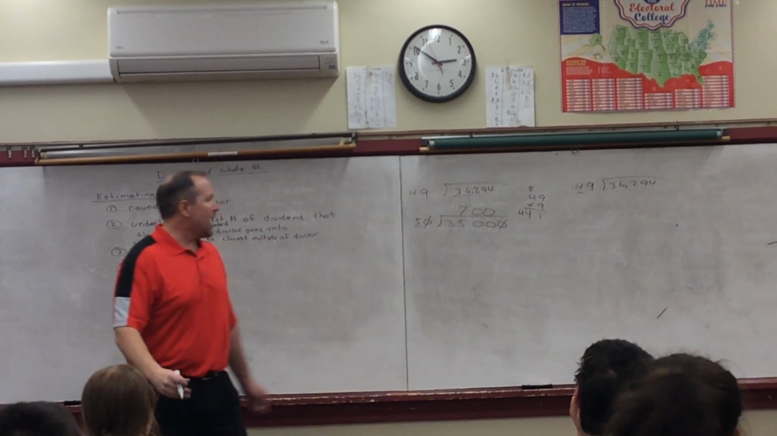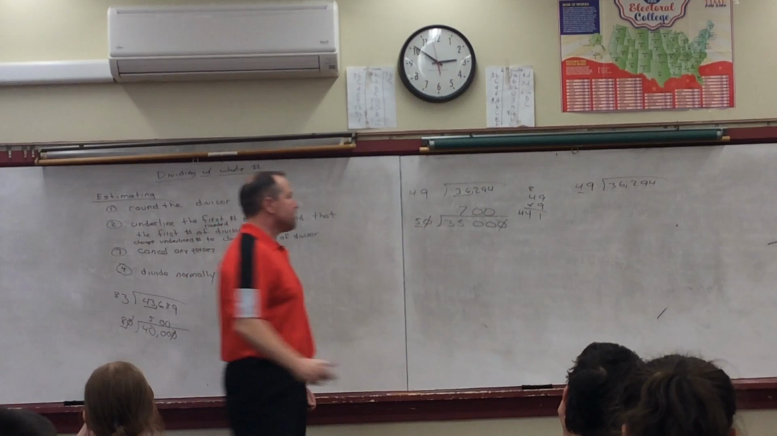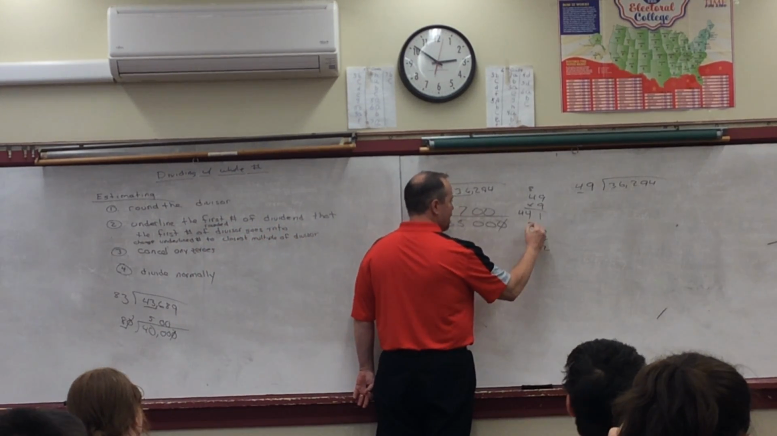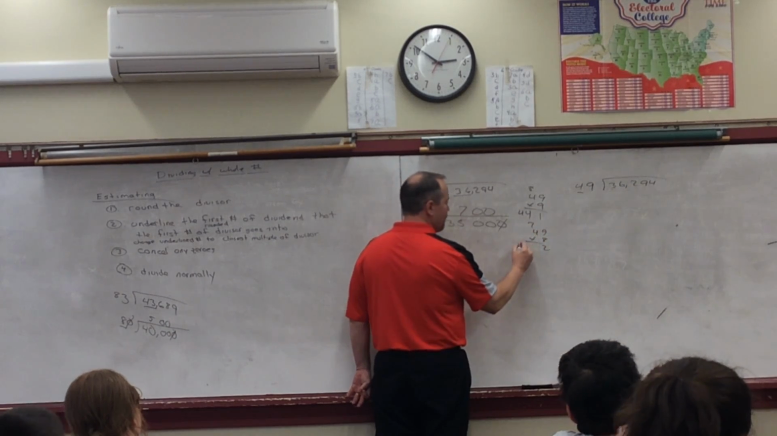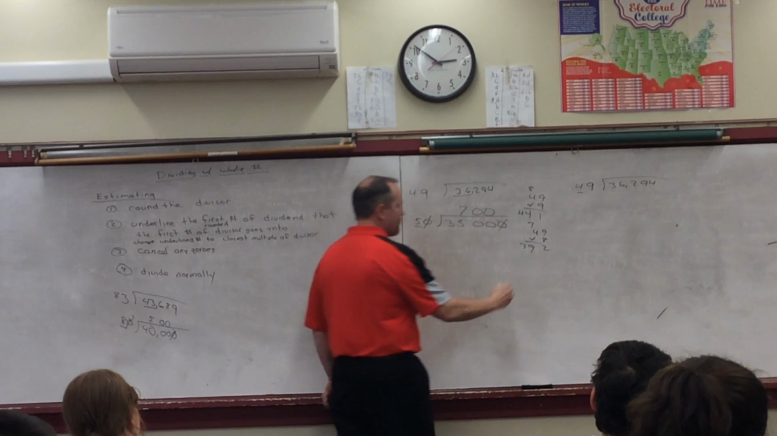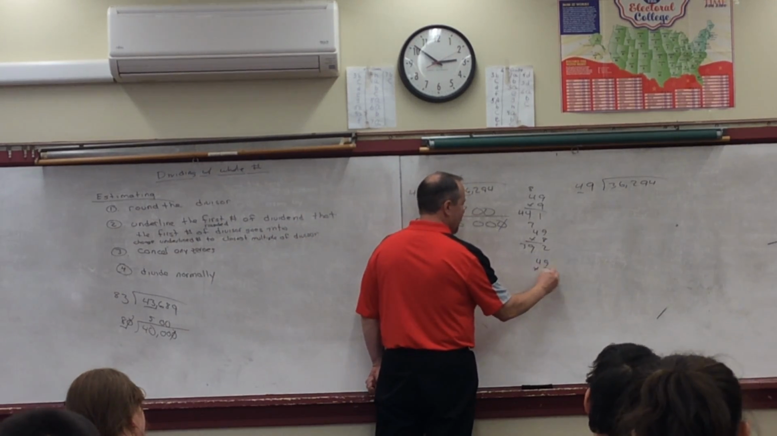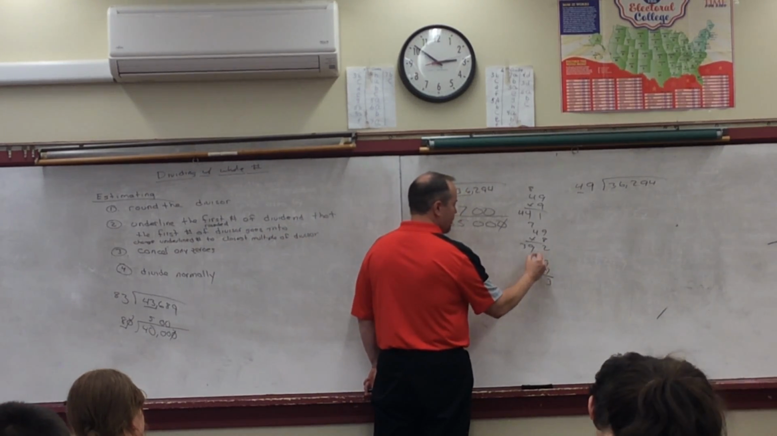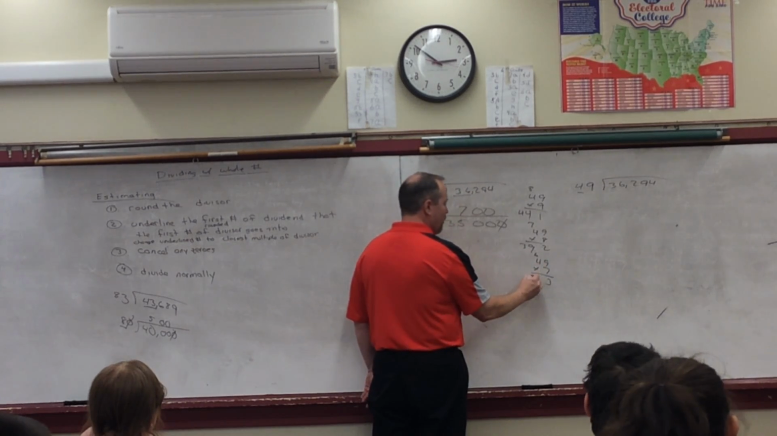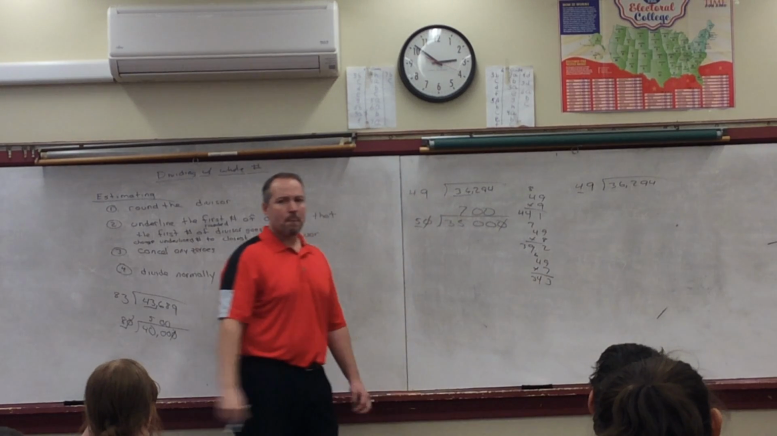No. So instead of 9, what am I going to try? 8. So I take 49 times 8. 8 times 9 is 72. Carry the 7. 8 times 4 is 32, and 7 is 39. Can I use 392? No. So today I'm going to try 7. 49 times 7. 7 times 9, 63. Carry the 6. 7 times 4, 28, and 6 is 34. Very good. Can I use 343? Yes.